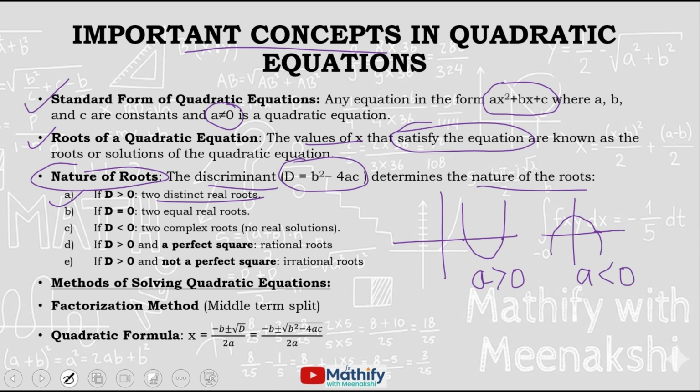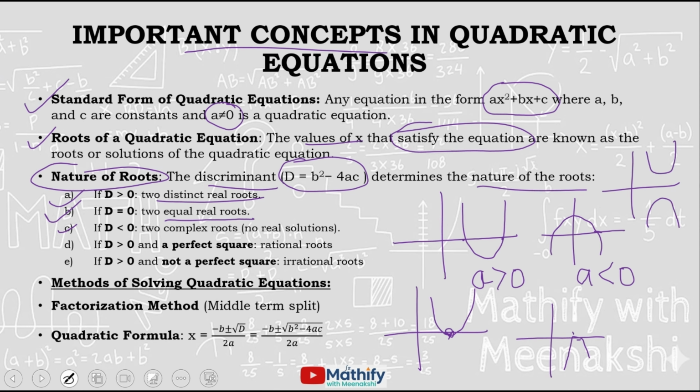Okay, so let's move to the second condition. If your D is 0, then you have equal real roots. That means your graph will intersect the x-axis only at one point, like this, or like this. Now see, if D is less than 0, that means you have no real roots, you have complex roots. So in this case, your graph will not touch the x-axis. That's why you are saying that you have no real solution.